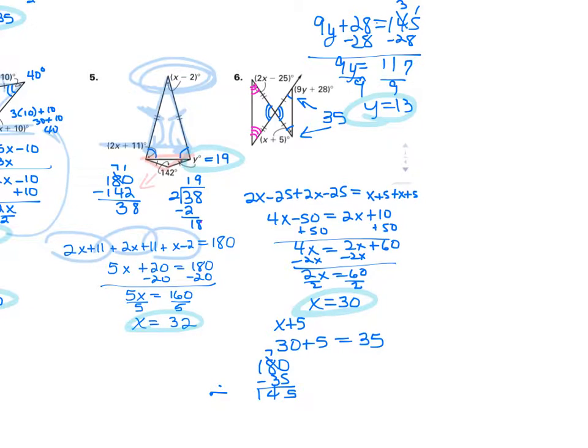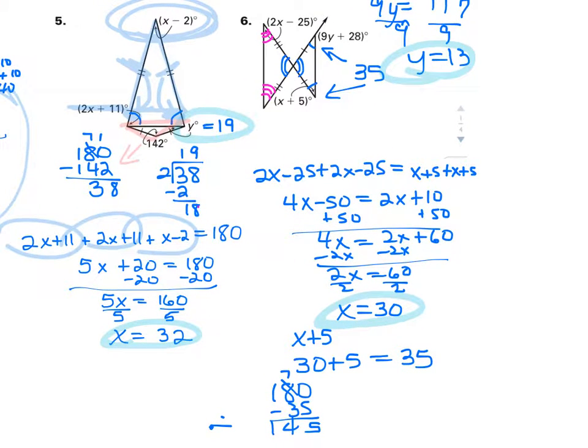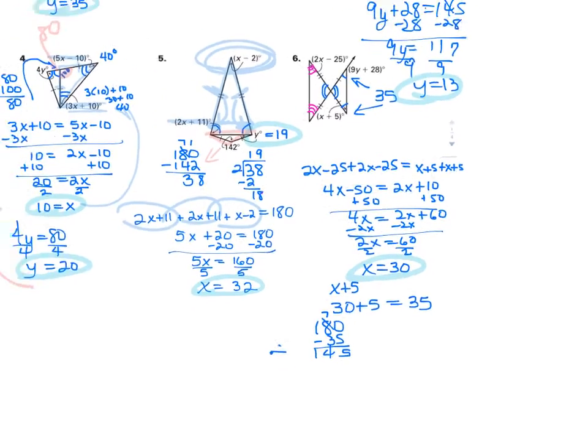On this one, as soon as I realized I had some vertical angles here, I knew that these base angles were congruent. Really, I didn't need to go as involved as I did. I probably could have just done 2x minus 25 equals x plus 5. And then I find x equals 30. And then I plugged it back in. And then I subtracted that from 180 and set up my equation and got y equals 13.